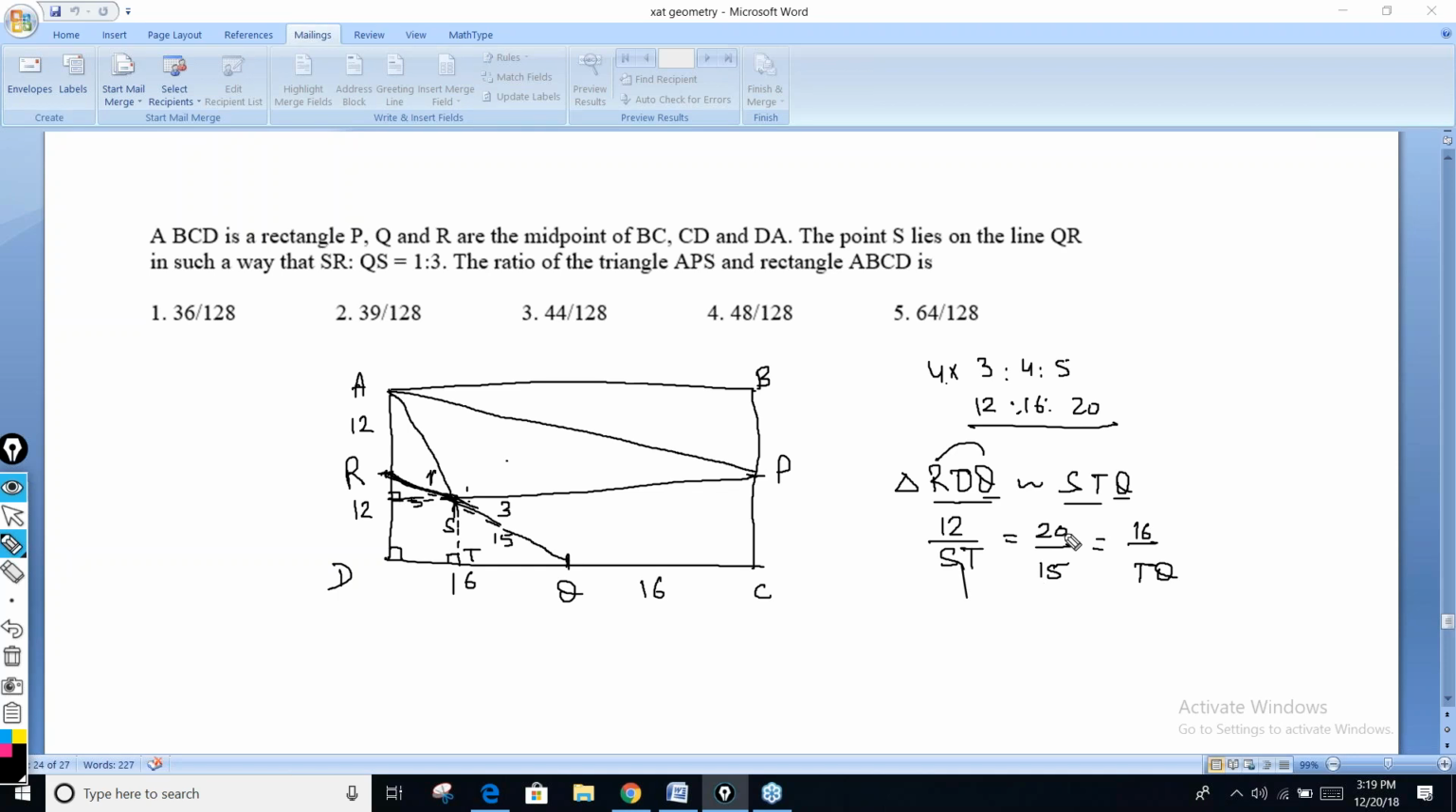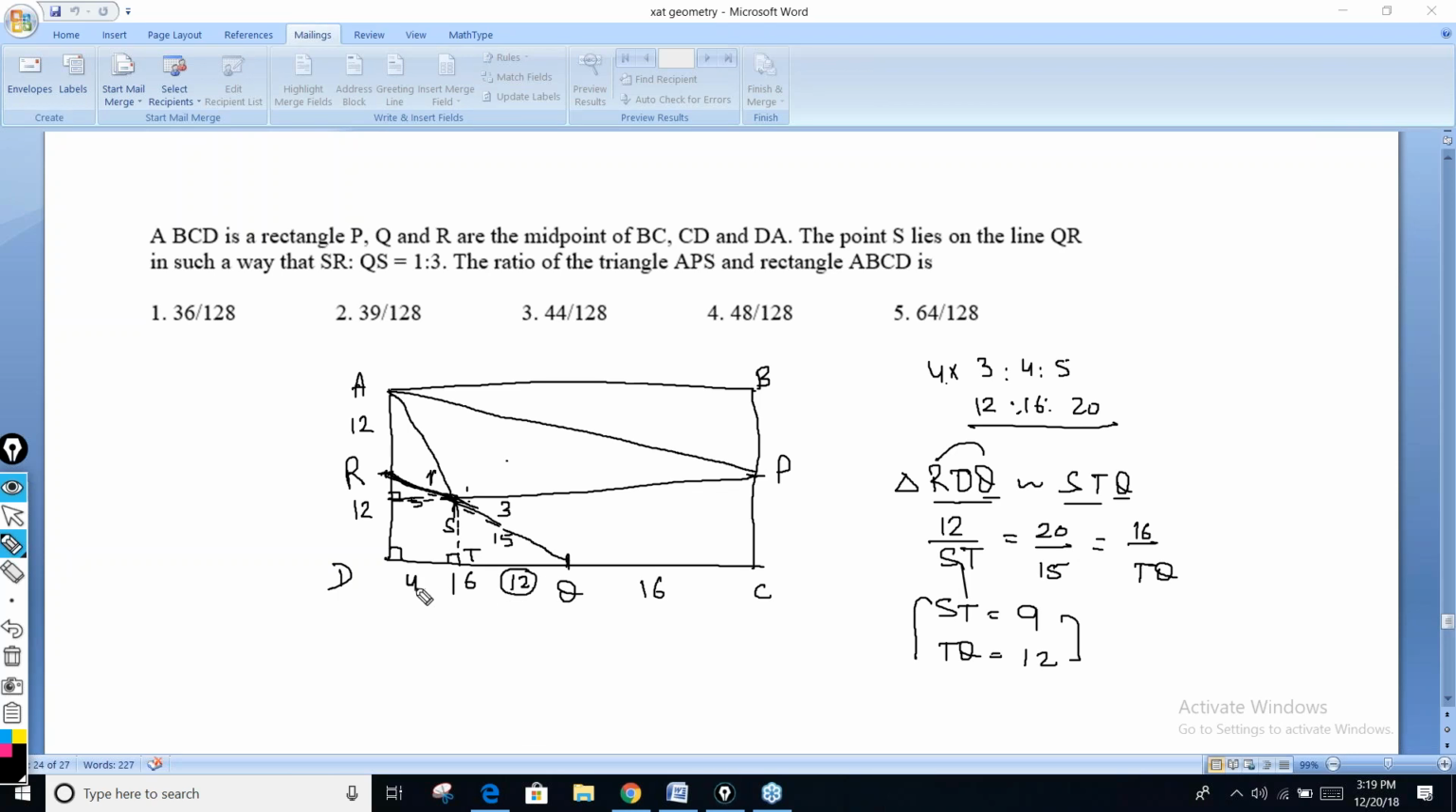So if I compare these two, 4 is to 3, I'll get the value of ST. So ST comes out to be 180 upon 20, that is 9. And similarly, if I compare these two, I'll get the value of TQ. Or I can use Pythagoras as well, 9, 12, and 15. So TQ will be 12. Or you can use it here also: 4 into 3 is 12. So TQ comes out to be 12.